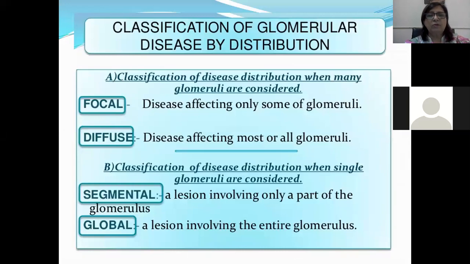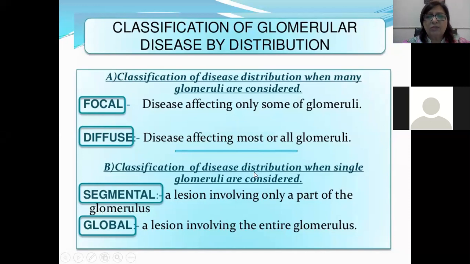So there is a classification of glomerular disease by distribution. You have to remember this in order to understand the glomerular lesion. The classification of disease distribution applies when many glomeruli are considered. When you are considering focal glomerulosclerosis, it means many glomeruli will show sclerosis. Sclerosis means that there is going to be disruption of the normal architecture of the glomeruli. The renal capillaries are going to be replaced by sclerosis of these glomeruli. Then diffuse means the disease is affecting most or all glomeruli. Focal means disease affecting only some of the glomeruli, and diffuse means disease affecting most or all of the glomeruli.